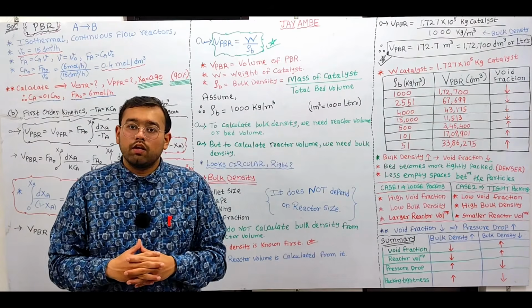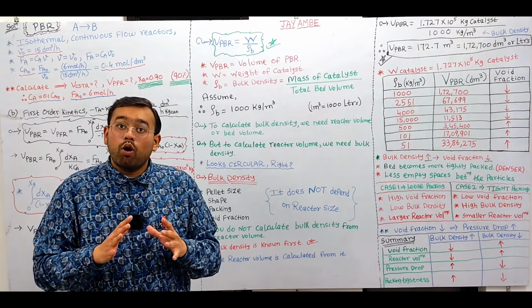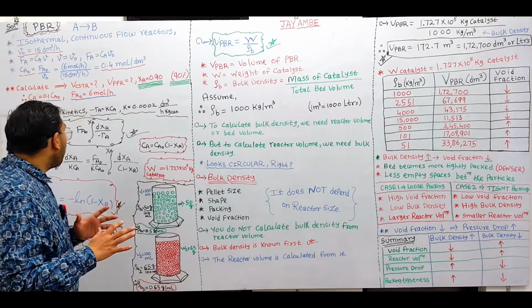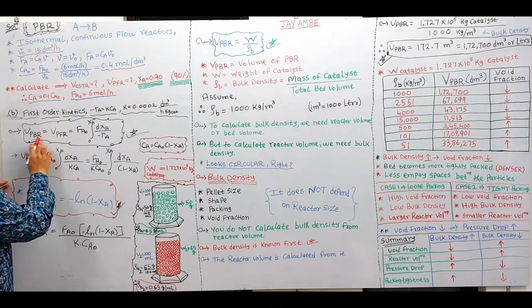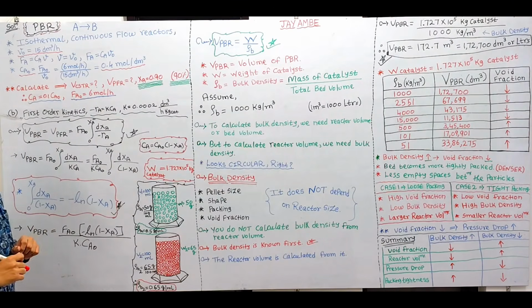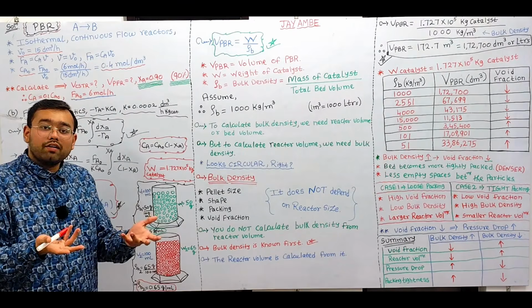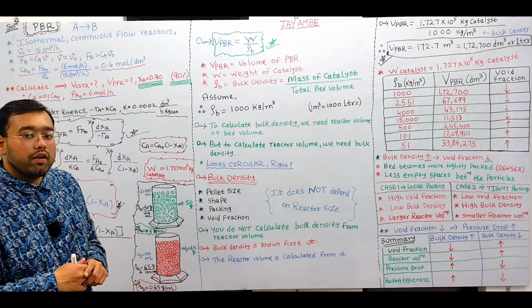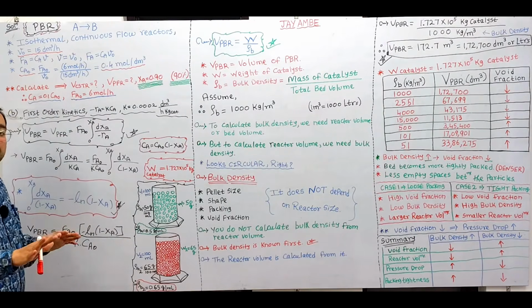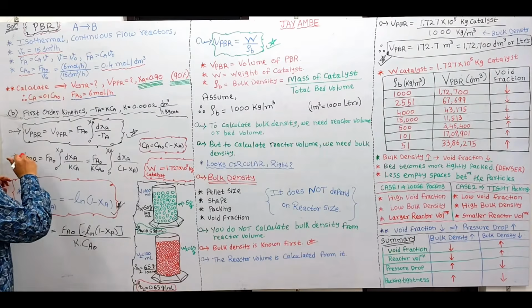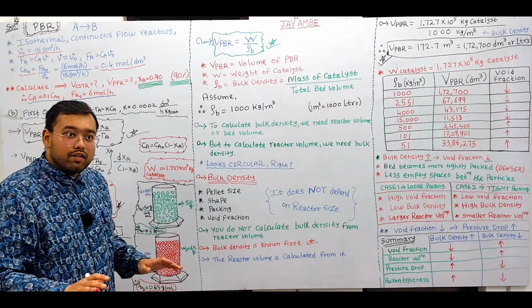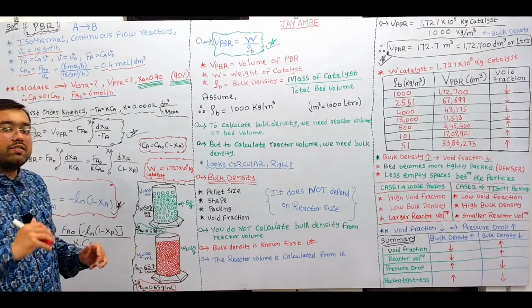Which means we can assume that the volume of the packed bed reactor is equivalent to the volume of the plug flow reactor, because both are tubular reactors and both have the hollow space in the tubular reactor. Then we can think in this approach that the volume of the packed bed reactor is equivalent to the volume of the plug flow reactor. If it is so, then let's understand how we will proceed further.